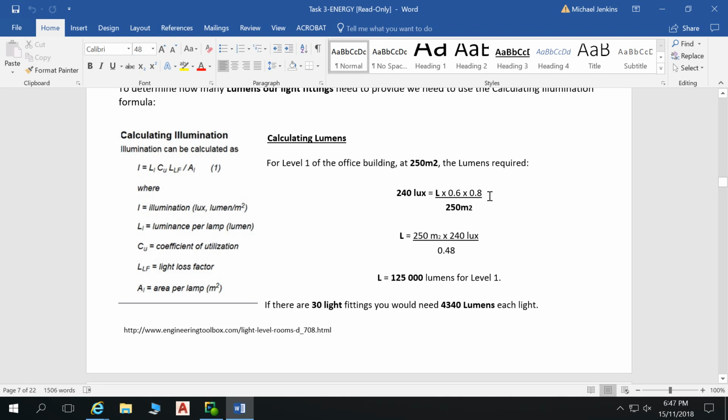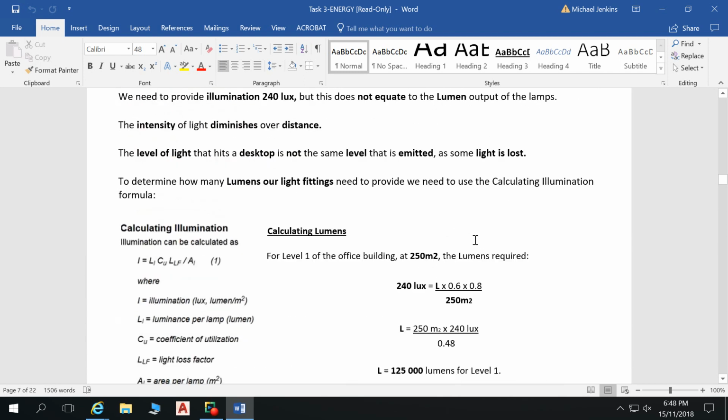Now in your assignments, in your work, you're going to use exactly those same figures. Our coefficient of utilisation won't change. Our light loss factor won't change from this scenario. So what will change is your square meterage. You're going to have different square meterage, and you're also going to have different lux requirements as well.